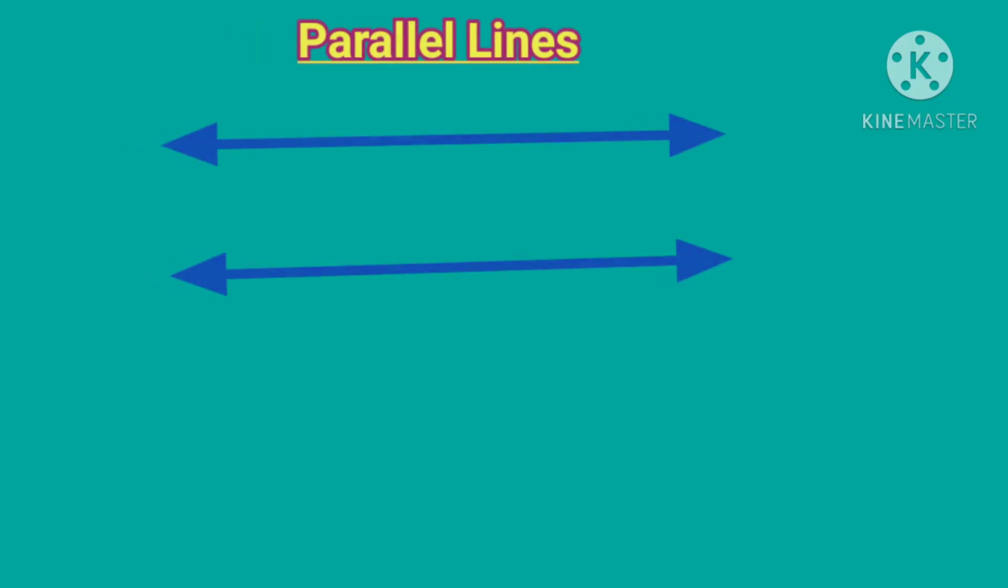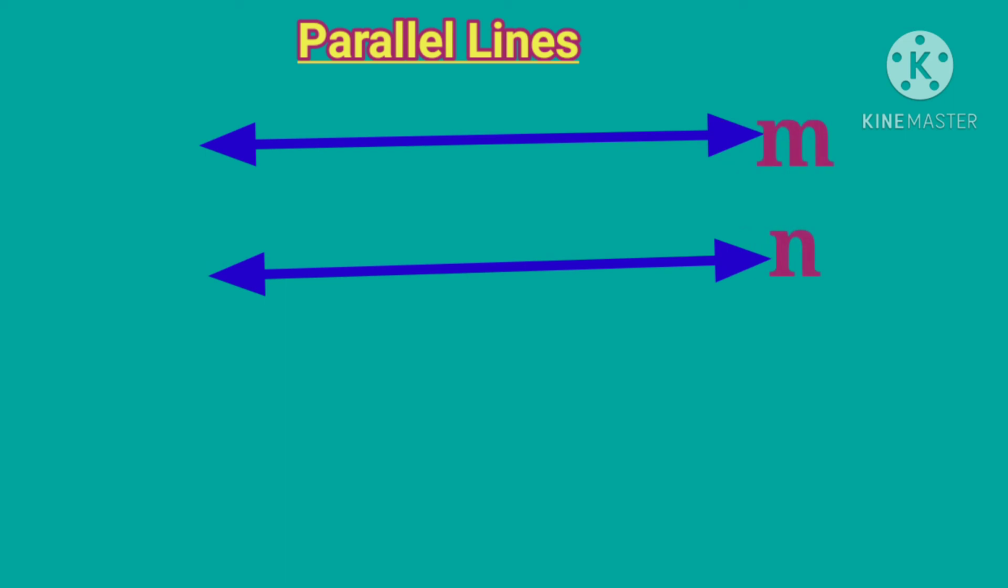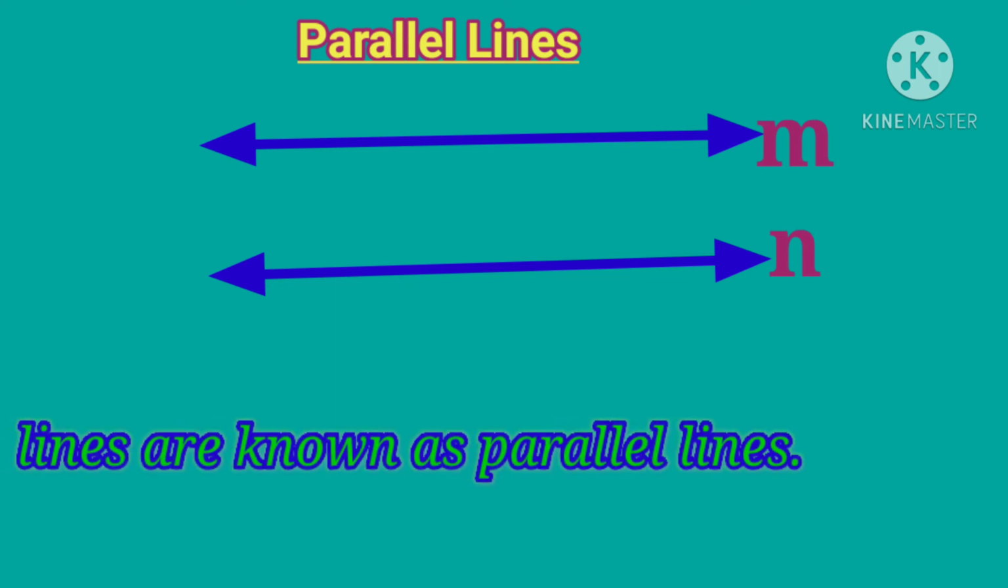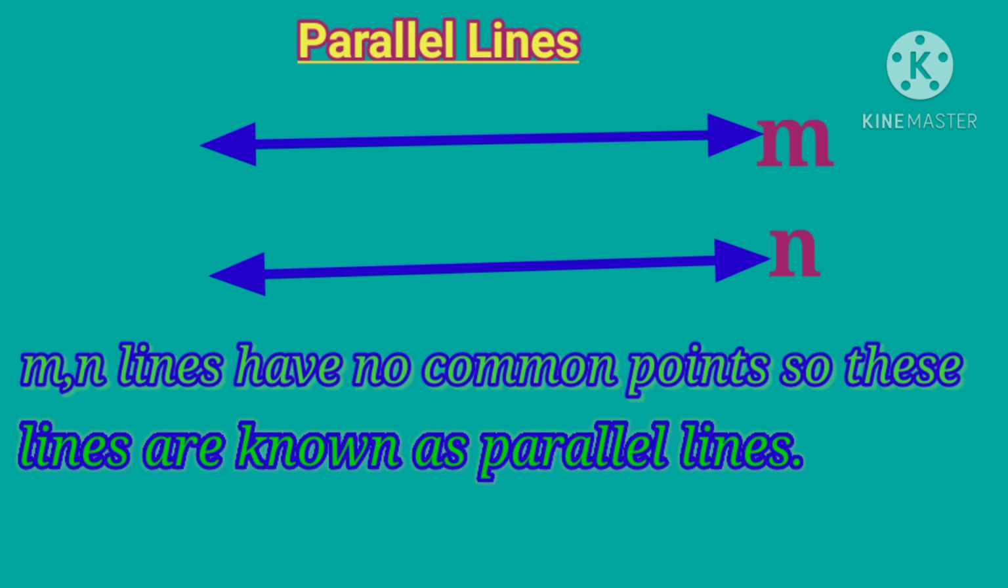Students, let us focus on parallel lines. On the screen you observe the lines M and N. Do the lines have any common point? What do we call such lines? M and N lines have no common point, so these lines are known as parallel lines. M parallel N.